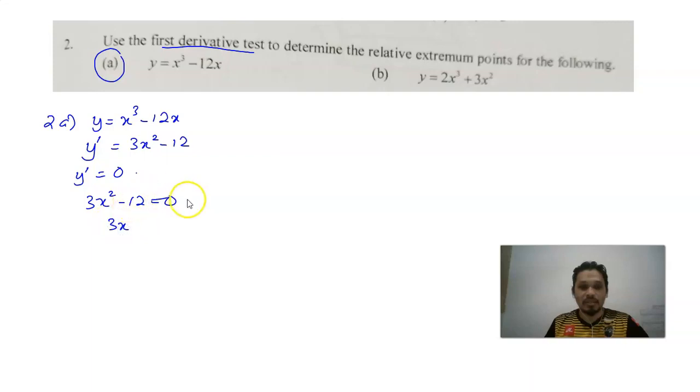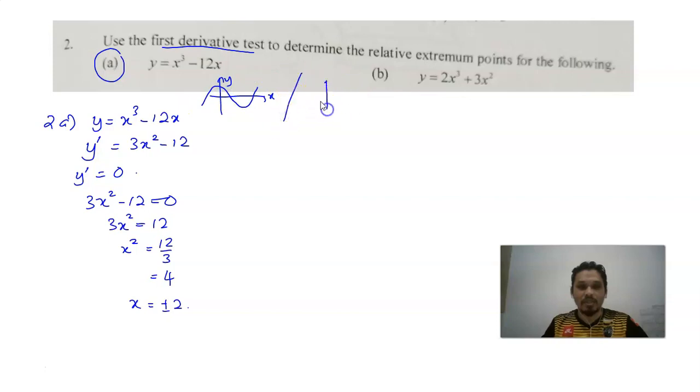Let's bring this to the side. Then 3x squared equal to 12, and x squared equal to 12 divided by 3, which is equal to 4. Then x equal to plus minus 2. Okay, class, this is a cubic function, power of 3. So the graph is either something like this, let's say y and x, a graph something like this, or maybe this.